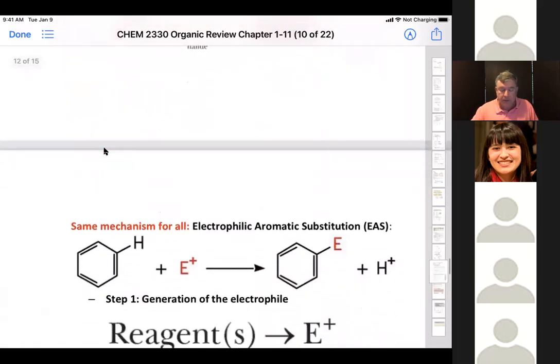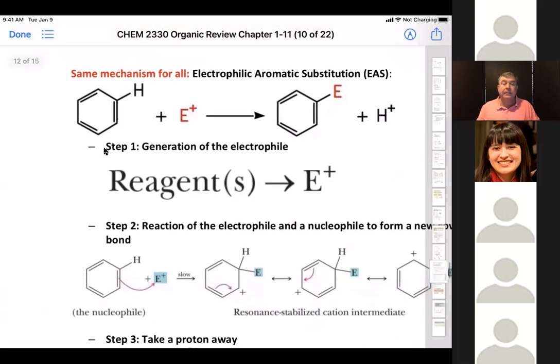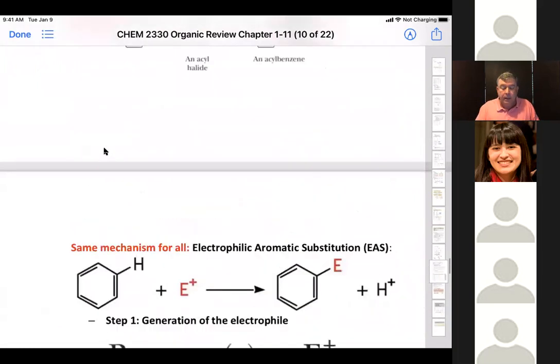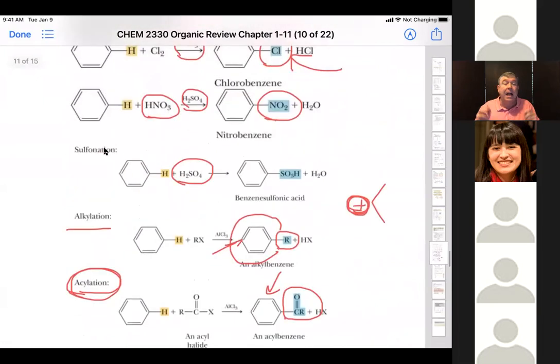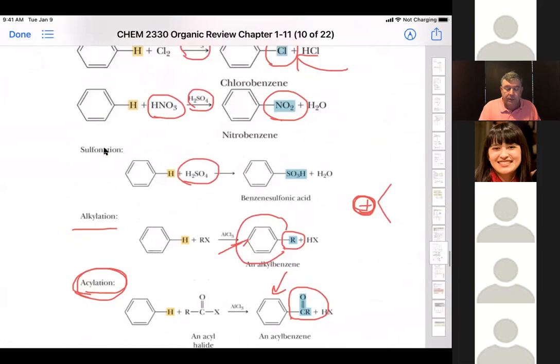Okay, let's see what we have. They all have the exact same mechanism. We're going to do something to create a positive charge. Once we create that positive charge, we usually use a catalyst to do it. In the carbons, we use aluminum trichloride. In the halogens, we use iron trichloride. And with the nitration and the sulfonation, we used sulfuric acid as our activator.